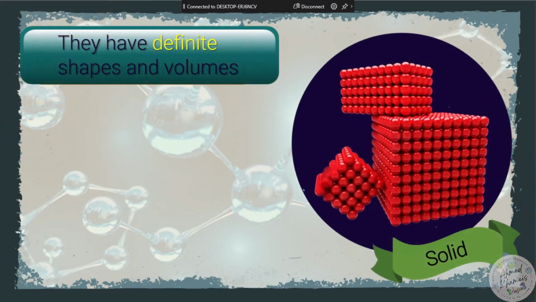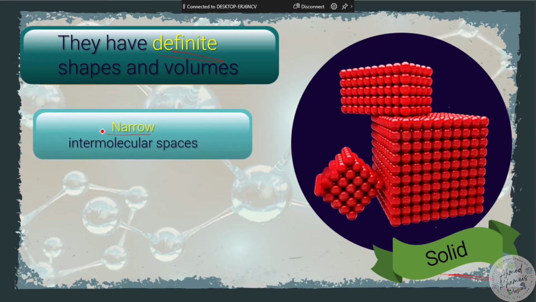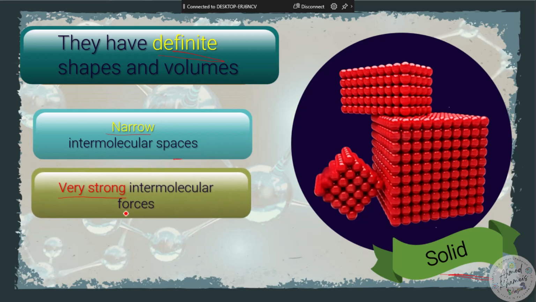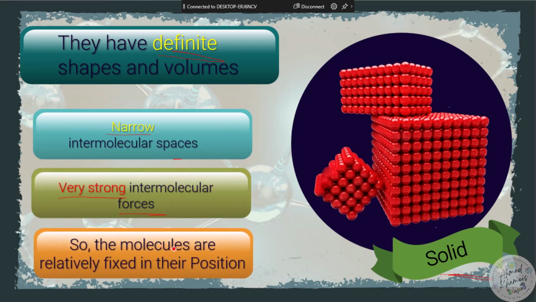So for example, the solid state has a definite shape and volume, fixed shape and volume, because it has narrow intermolecular spaces. As you see, the spaces between the molecules are very small, and that causes a very strong intermolecular force. There is a great force that binds the molecules together. So the molecules are relatively fixed in their positions.